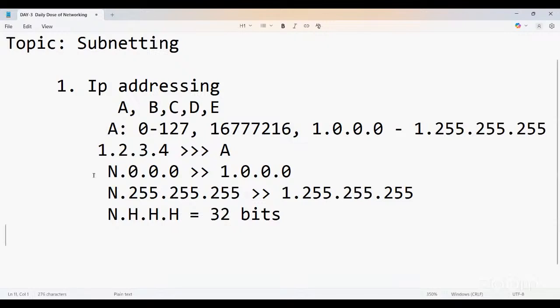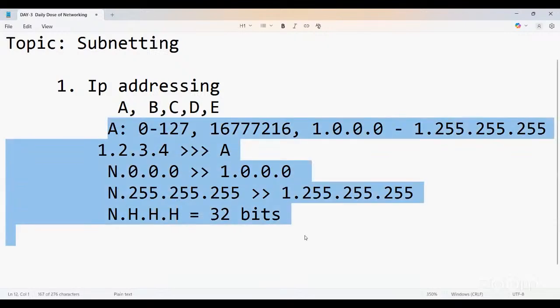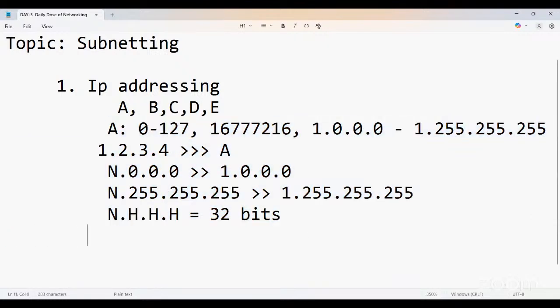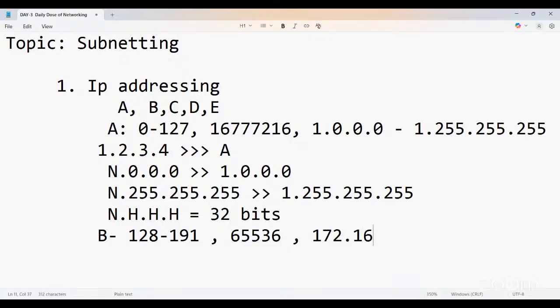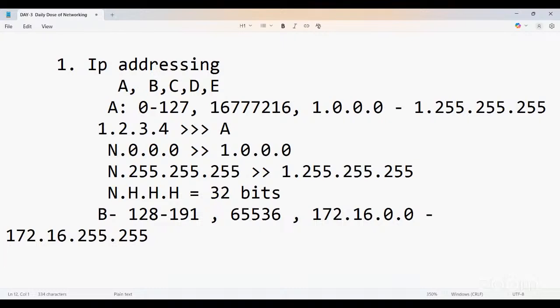Another one is now class B. You have to recall what class B was. The class B range is 128 to 191, and it will have 65,536 total IPs in each network. For example, it could be 172.16.0.0, and it will go up to 172.16.255.255, because you have 16 bits for the host part.